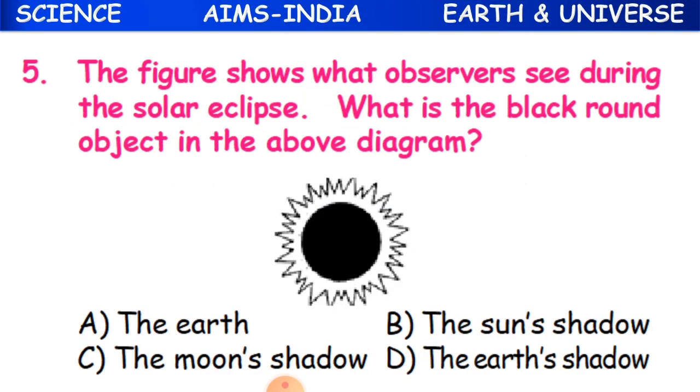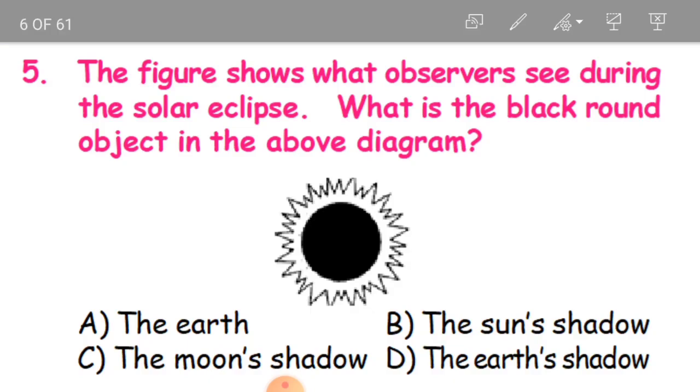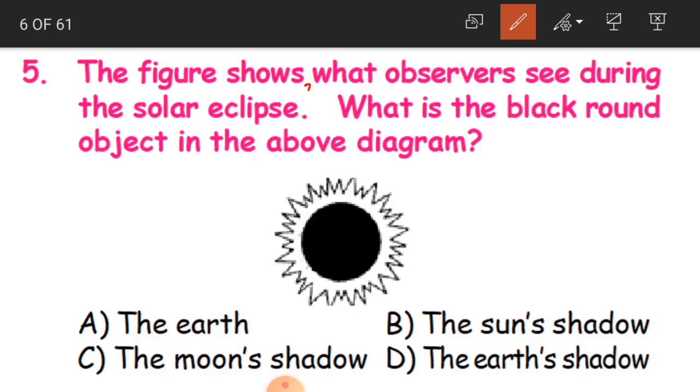Fifth question. The figure shows what observers see during the solar eclipse. What is the black round object in the above diagram? The figure shows what observers see, what we see. Observers, in the sense, are those who are observing the eclipse in the sky, watching it. During the solar eclipse, what is the black round object? Are you able to see this black round object in the above diagram?